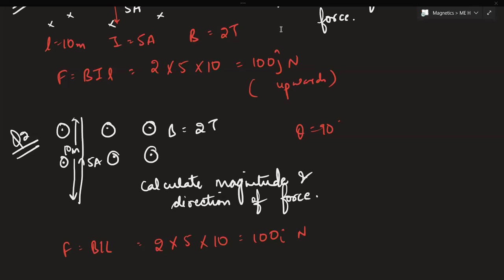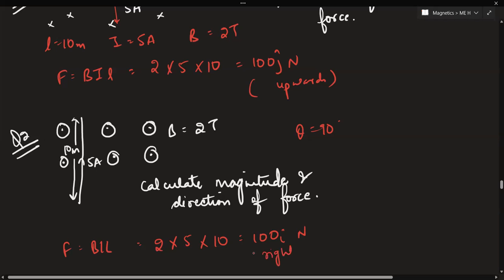For the second one, Fahad, the magnetic field is outward. The magnetic field is outward, but what is the direction of the magnetic force that is occurring? So the magnetic force is towards the right. The magnetic field is outwards, that's why you get your thumb pointing towards the right.